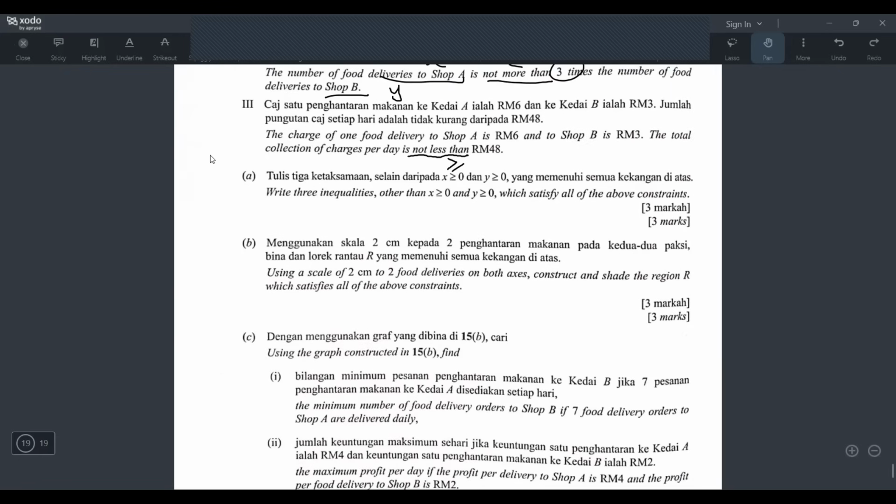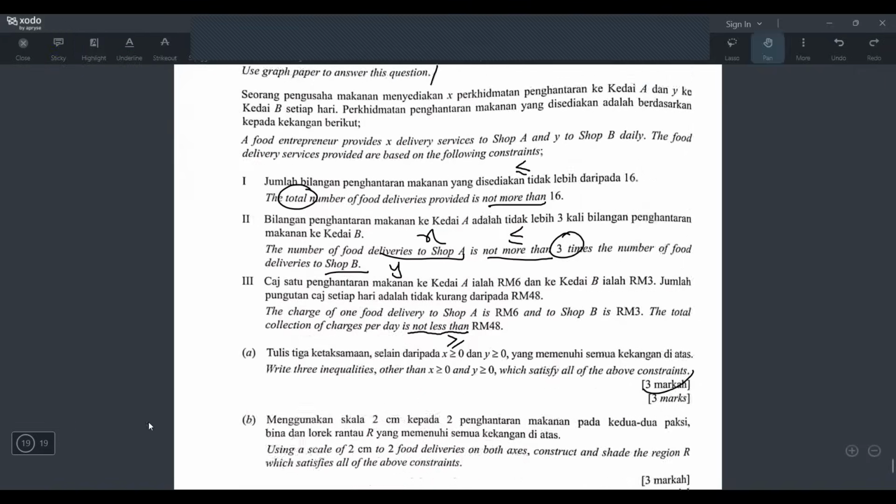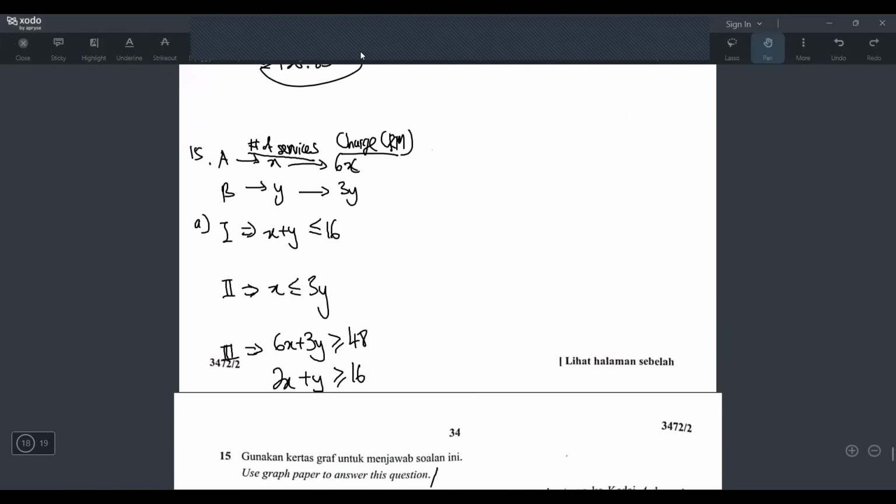Alright, are you ready? Now we can do B. So for B, it says: using a scale of 2 cm to 2 units on both axes, construct and shade the region R, which satisfies all the above constraints. Before we go to the graph, we have to find some points, because later we have to plot these points and draw the graph.